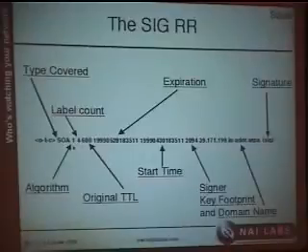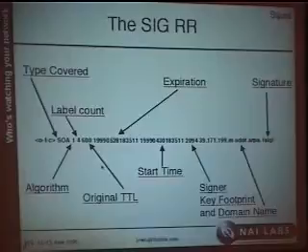We have a few things here. We've got the algorithm again, which has to match the key that's used to generate this, so we know how to interpret the bits. We have the label count, which lets us know whether this was a wildcard or an exact match of the name. And then the original TTL.